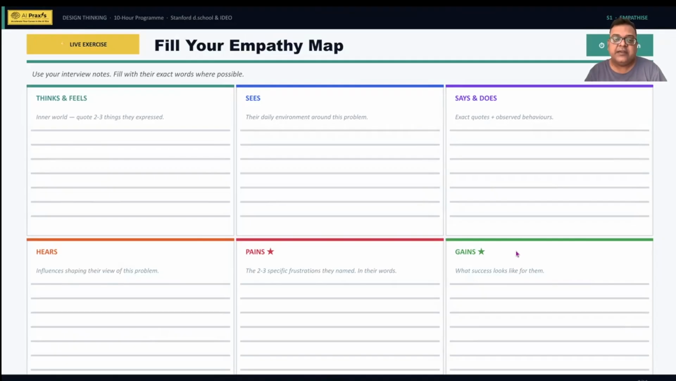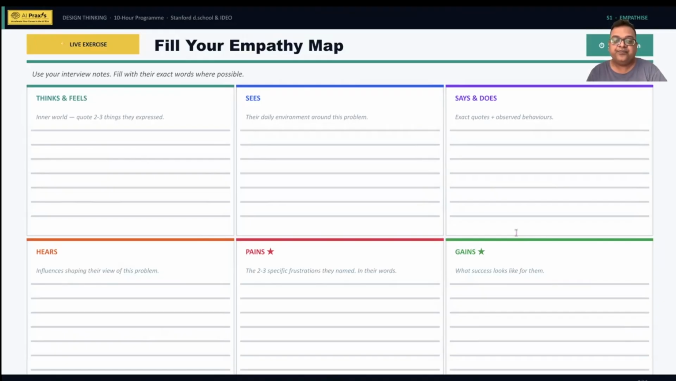Once you've completed the map, pause for a moment, read it again, and ask yourself: what surprised me, not what did I already know. Real insights are usually surprising. If everything on your map simply confirms what you believed before the interview, you probably haven't gone deep enough. So go back, interview again, observe more carefully. The best designers are always willing to learn one more thing.